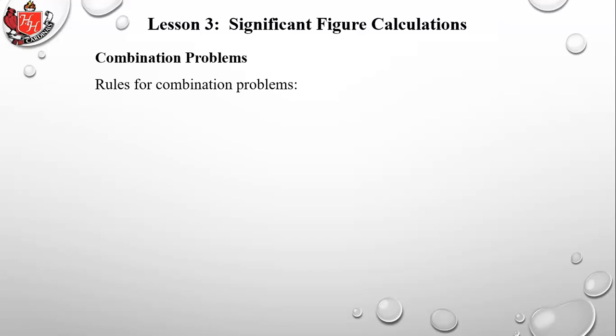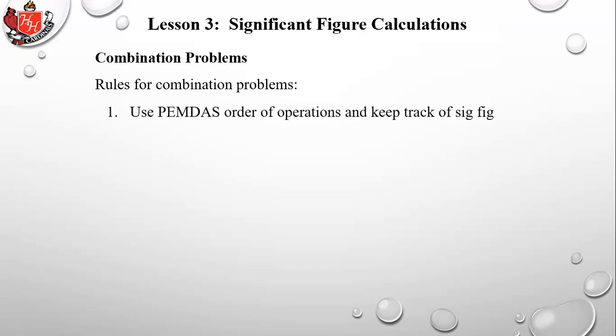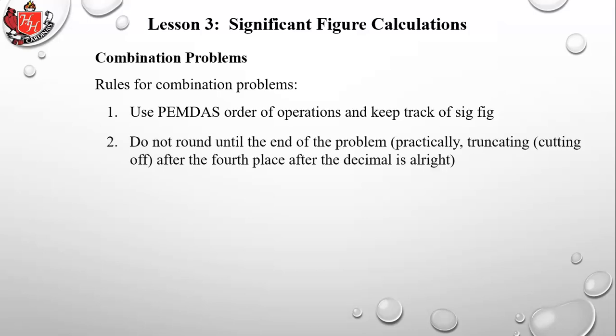Okay, let's do some combination problems where you have both multiplications and additions, and this could apply to divisions and subtractions as well, but we're going to stick with multiplications and additions. So the rules for combination problems are: you use the normal PEMDAS order of operations to keep track of the significant figures, but you do not round until the end of the problem.